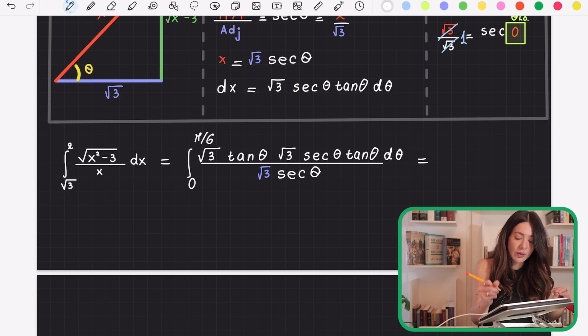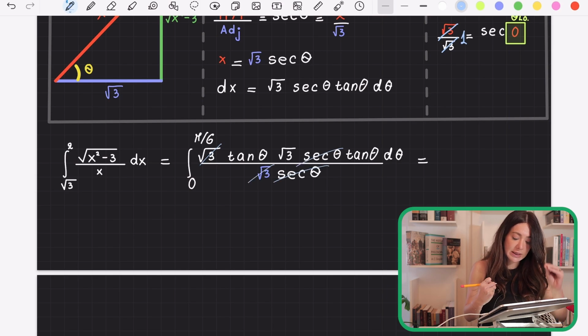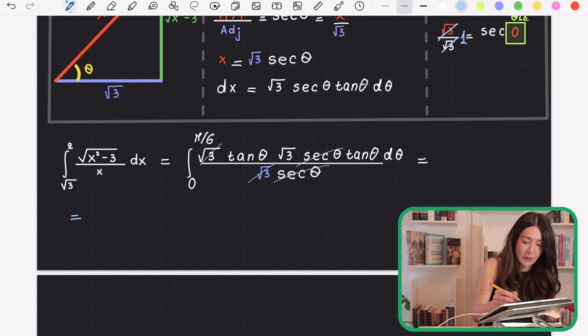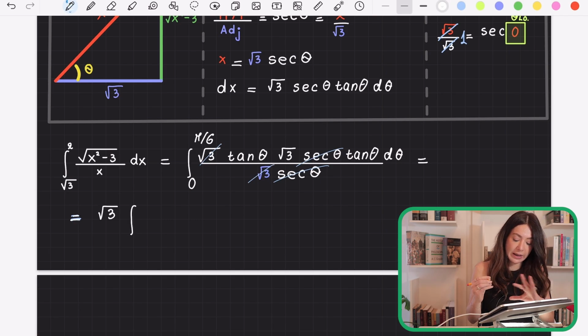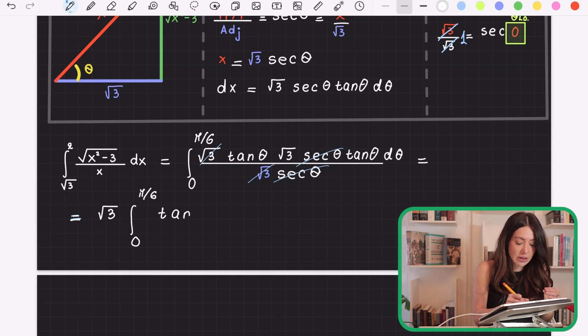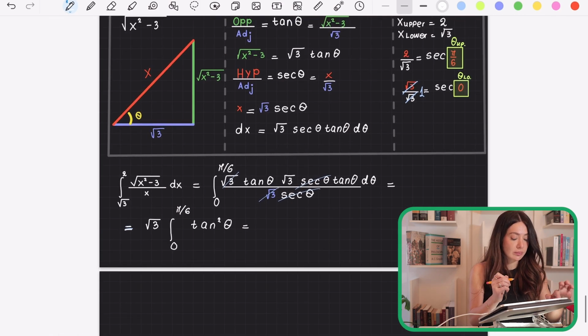Okay, now expect things to get canceled because usually they do. It's just 1 secant. Okay, what you ended up with is square root of 3 comes out of the integral. One of that didn't get canceled because that's just constant. So I bring that out of the integral. What I'm left with is tangent square theta. This is Calculus 2, you need d theta.